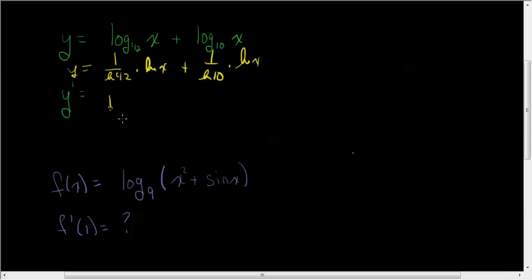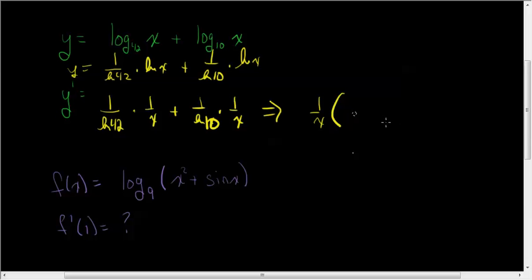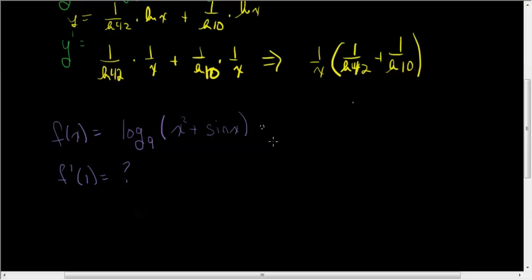So now y prime is just this constant, 1 over the natural log of 42, times the derivative of the function, which is 1 over x, plus this constant, 1 over the natural log of 10, times the derivative of that function, which is 1 over x. So if I factor out the 1 over x, it would be 1 over the natural log of 42 plus 1 over the natural log of 10. This is just a value in your calculator. It's just some constant in your calculator. All right?